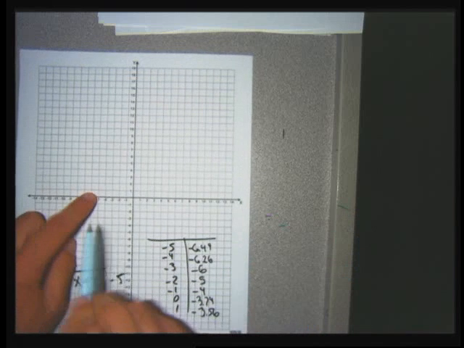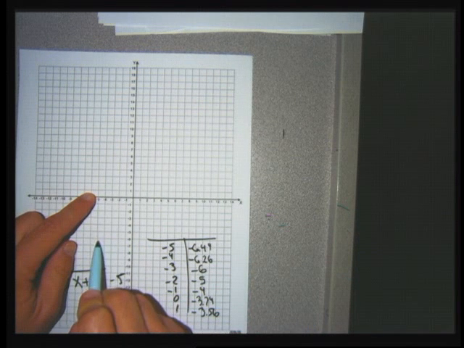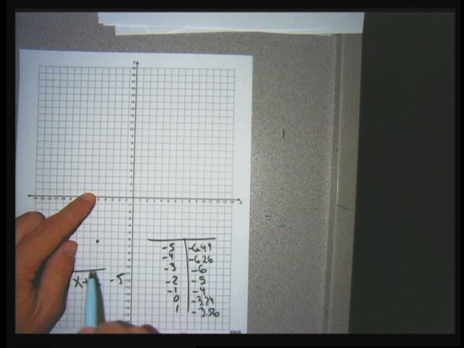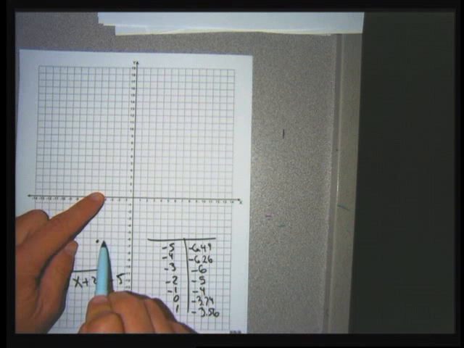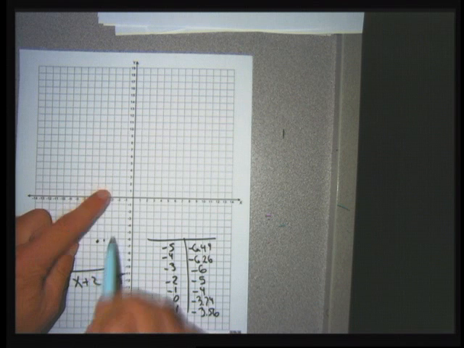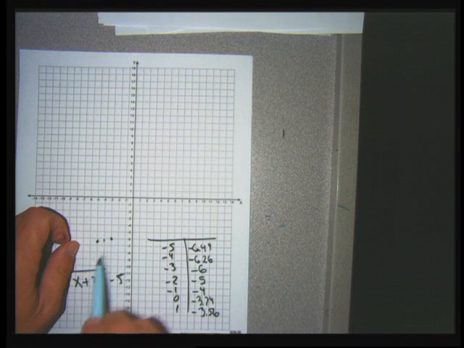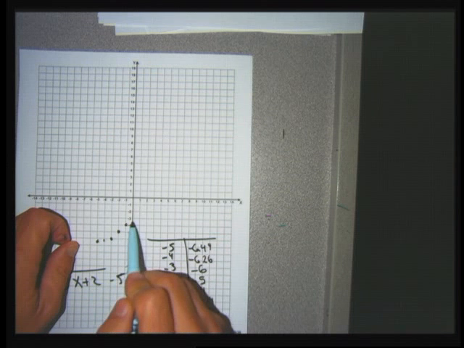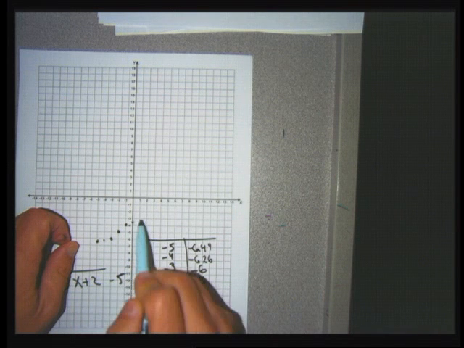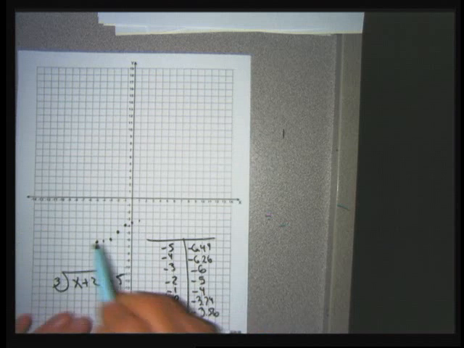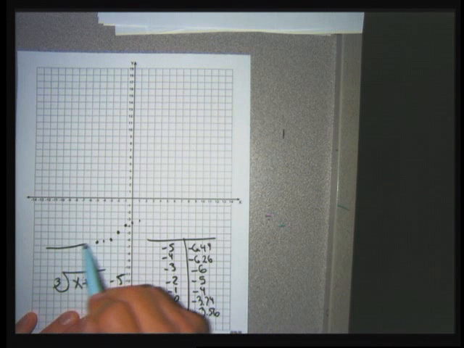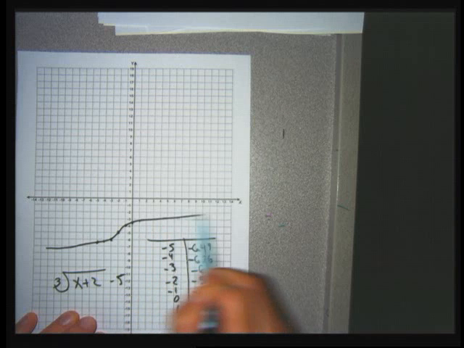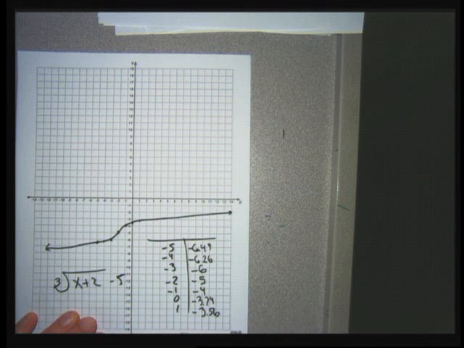Now I'm going to plot those points. First point, negative 5, negative 6.44 maybe is about there. And then negative 4, negative 6.26 maybe is about there. Negative 3, negative 6 is easy. Negative 2, negative 5 is easy. Negative 1, negative 4, easy. 0, negative 3.74. And 1, negative 3.56. Again, they're not perfectly graphed, but they're graphed well enough. So I'm done with the graph.